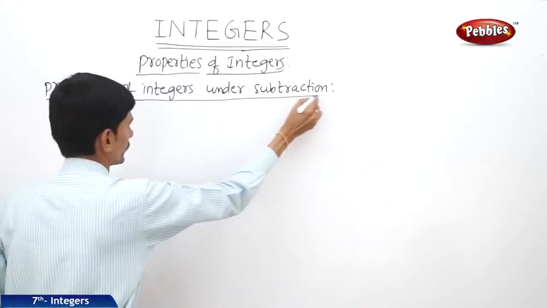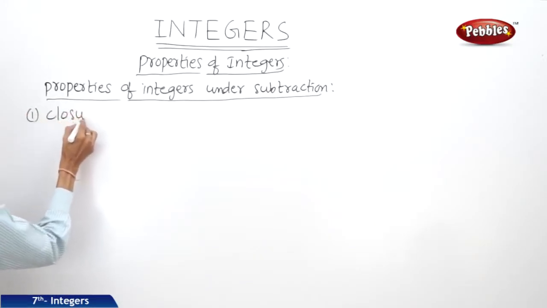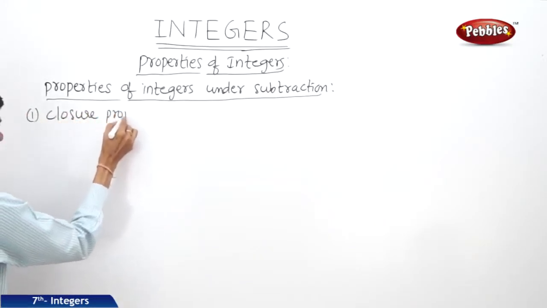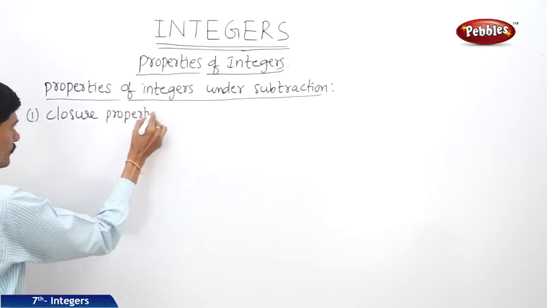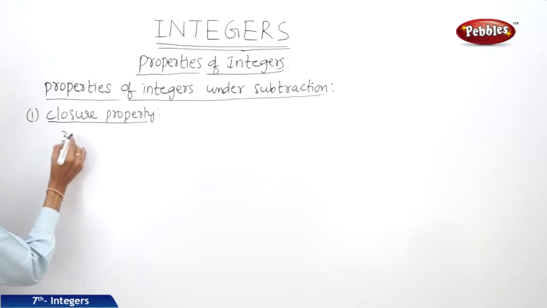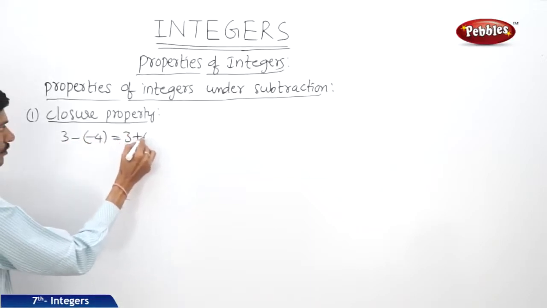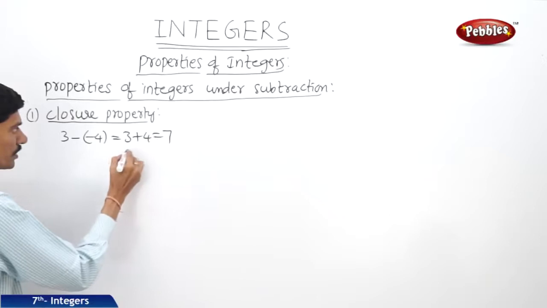So the first closure property. If 3 and minus 4 are any two integers, then their difference 3 minus of minus 4 equals 3 plus 4 equals 7, which is an integer.